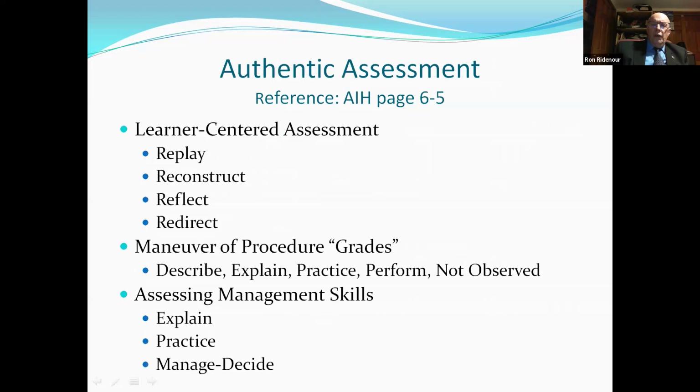And we talked a little bit about authentic. We're just going to delve into it a little bit more. Learner-centered assessments: replay, reconstruct, reflect, redirect. Like in Condor now, you can actually replay the maneuver that you just did in the simulator. And so you can go through and replay that and assess it as you're going through.